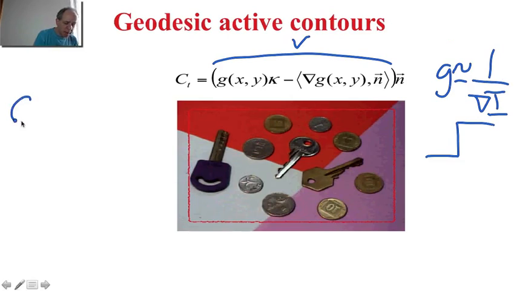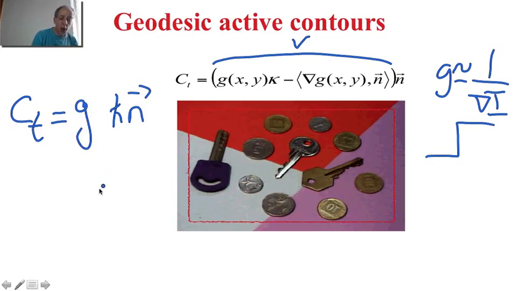So a simplified version of active contours is this. It's curvature motion in the normal direction multiplied by G. G is a function of your image. It's the one that tells it to stop when you get to very high gradients. And this second term just makes that stopping even stronger.